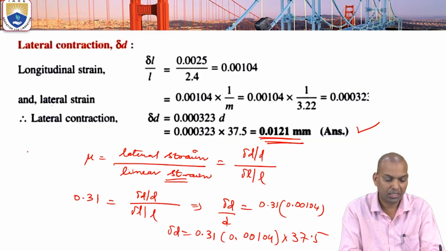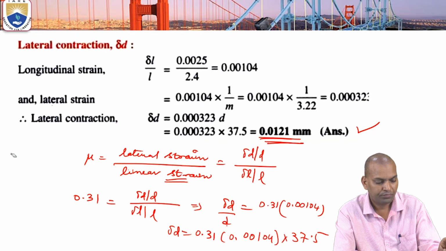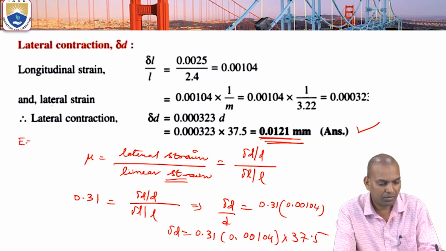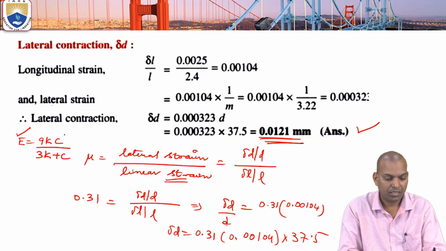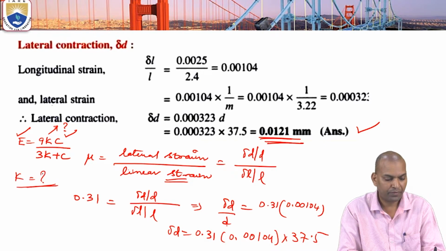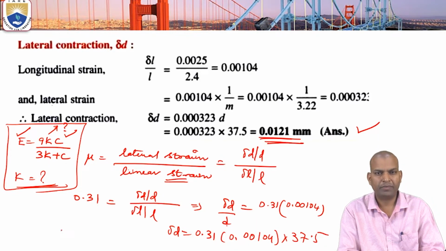Bulk modulus can also be calculated from another formula, E equal to 9KC by 3K plus C. The known values are E and modulus of rigidity. The unknown value is bulk modulus. This bulk modulus K can be calculated by using this formula, E equal to 9KC by 3K plus C. By using this formula, bulk modulus can also be calculated directly.